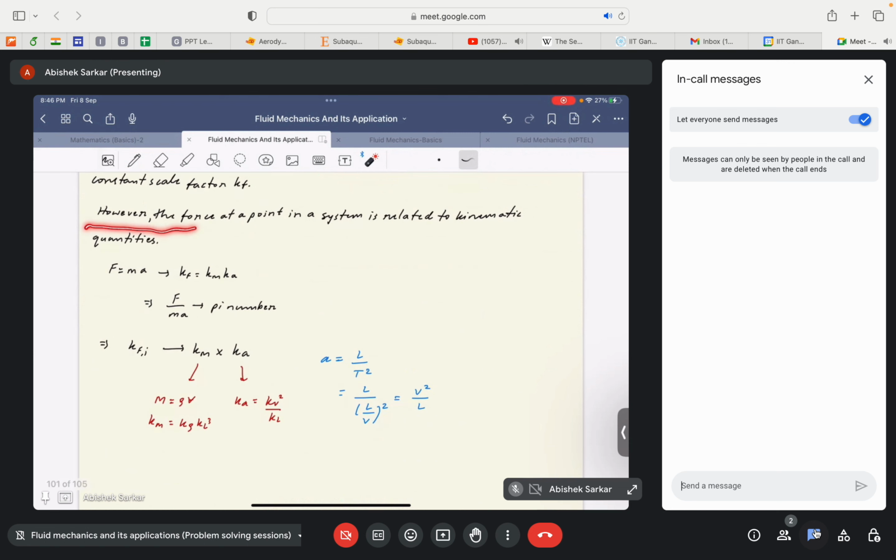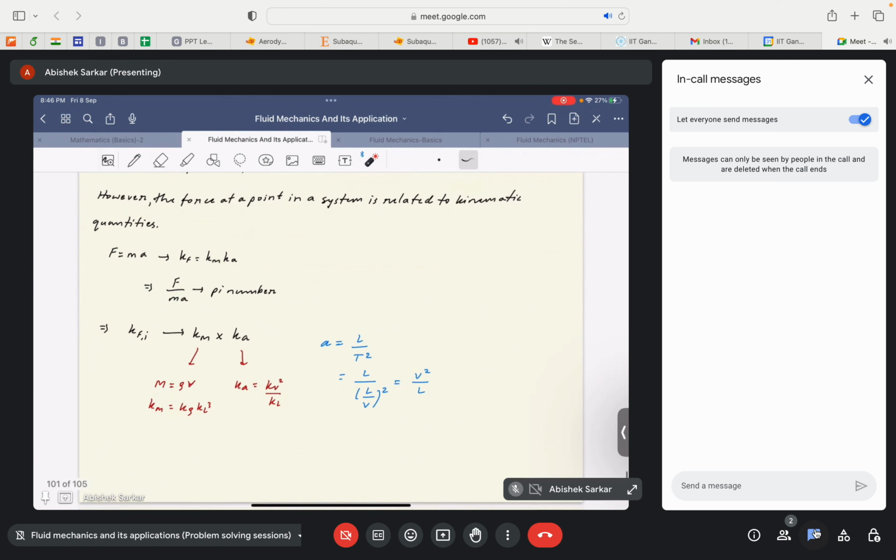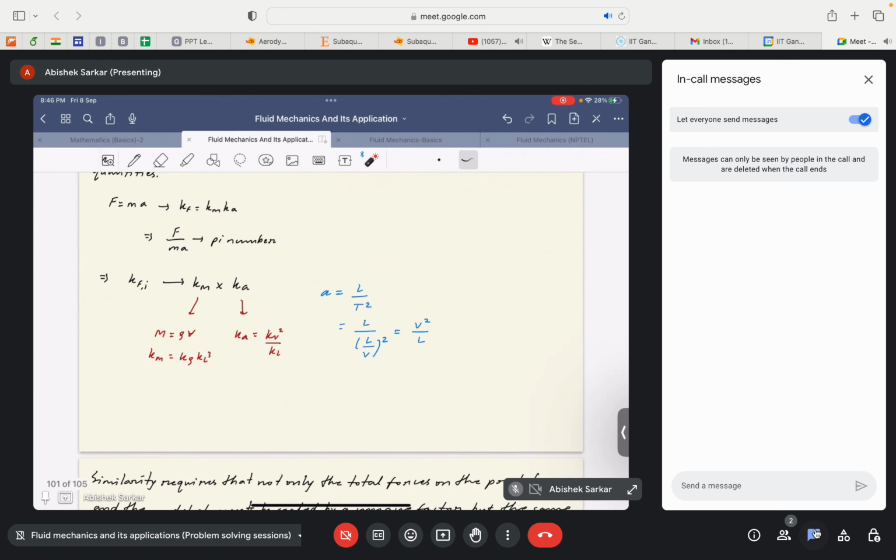However, the force at a point in the system is related to the kinematic quantities as well. That's what I wanted to say. A system cannot achieve dynamic similarity unless and until it has achieved kinematic as well as geometric similarity.